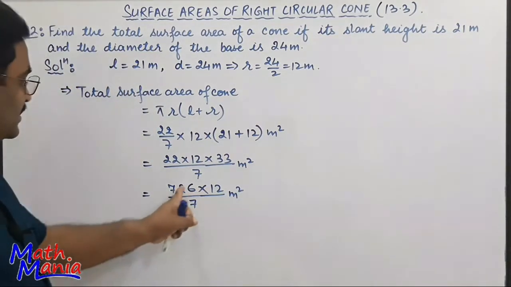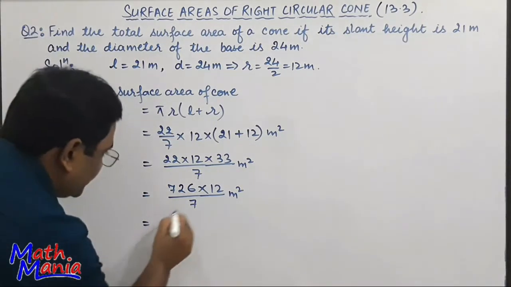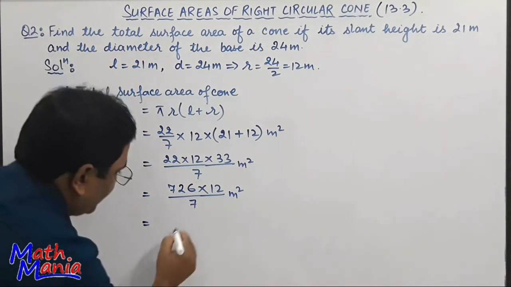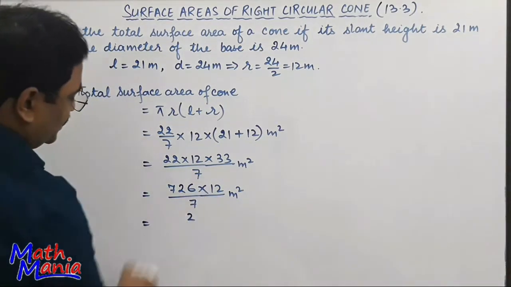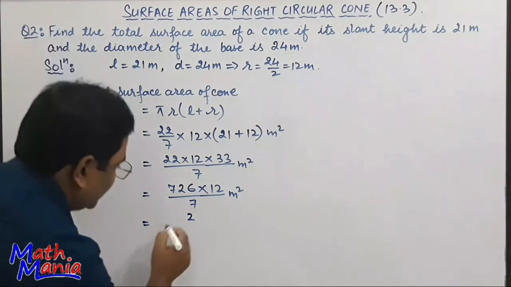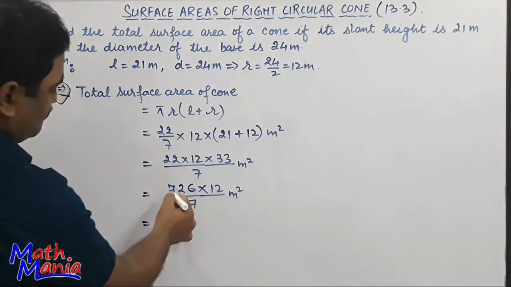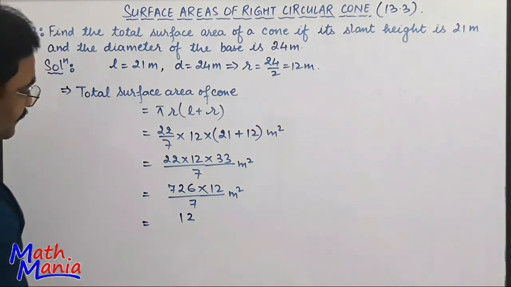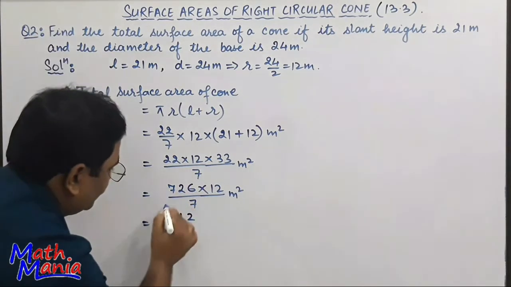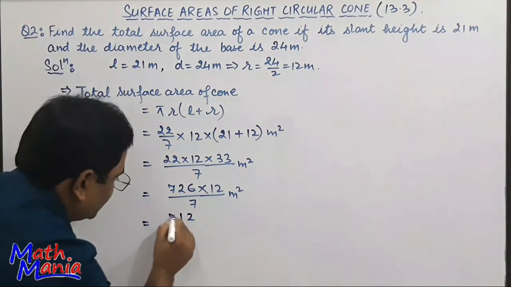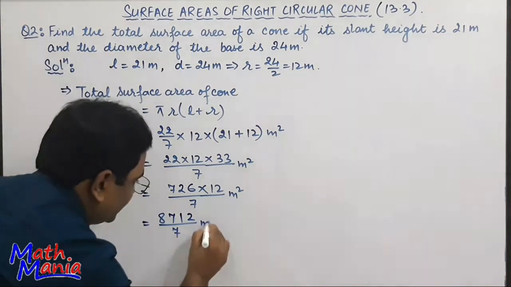Now multiply this 726 by 12, we will get 12 6s are 72, carry 7, 12 2s are 24 plus 7 is 31, carry 3, 12 7s are 84 plus 3 is 87, divided by 7 meter square.